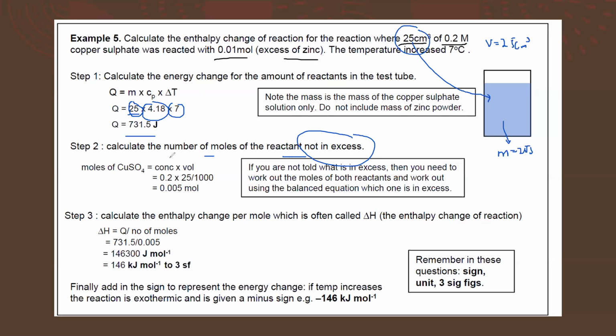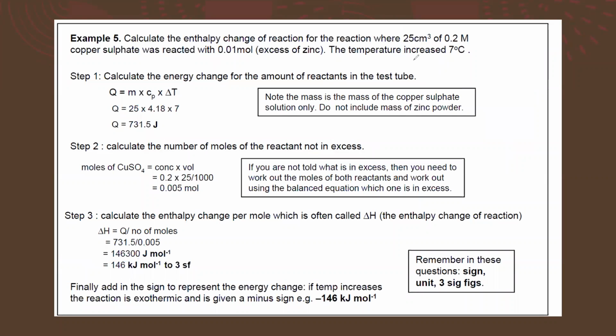So moles is concentration into volume. So concentration multiplied by volume will get the moles. And to get how much energy is released for each mole, energy divided by moles, so we'll get energy in joule per mole, but we normally give the answer in kilojoule, so we divide by 1000 to get the answer in kilojoule per mole. Because the temperature increased, it means the reaction is exothermic. That's why the final answer should be negative, minus 146 kilojoule per mole. And when you write this answer, it should be in 3 significant figures. Is it clear, this example for enthalpy change of solution?